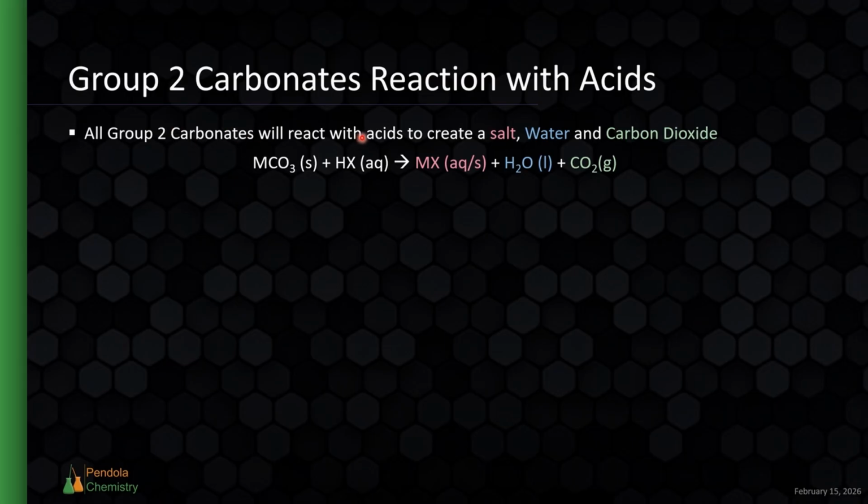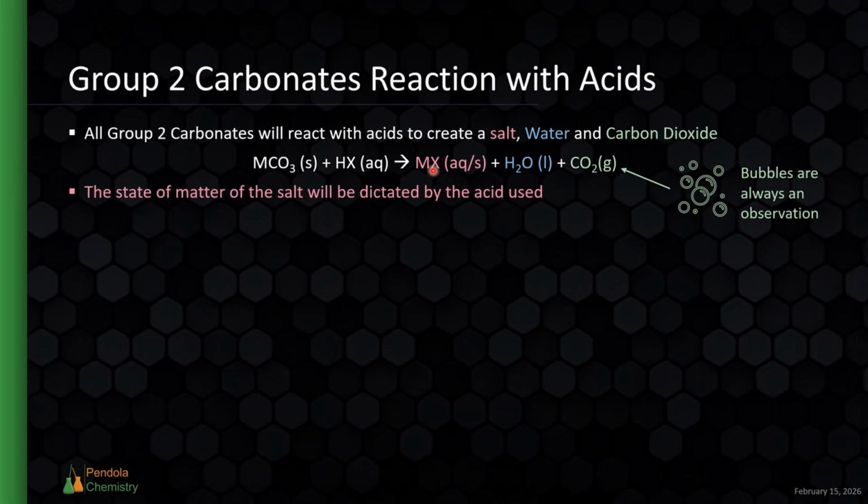Group 2 carbonates are going to react with the acids to create a salt, again, that same ionic compound, water, and carbon dioxide. Now you have to be careful here. A lot of the time when we have these gases being created, like carbon dioxide here, we are going to see bubbles as an observation. The carbon dioxide being created and the fact we have an acid in the mix, which is aqueous, which is liquid, is going to mean that this carbon dioxide gas is going to be seen as bubbling or bubbles.